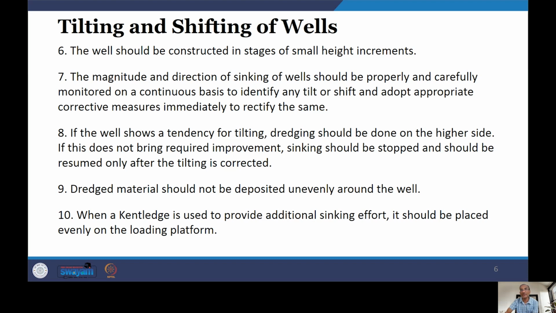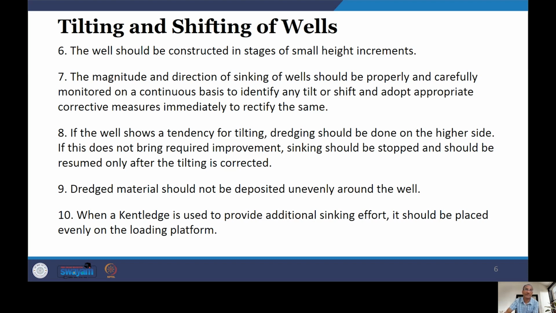The magnitude and direction of sinking of wells should be properly and carefully monitored on a continuous basis to identify any tilt or shift and adopt appropriate corrective measures immediately to rectify the same. If the well shows a tendency for tilting, dredging should be done on the higher side. If this doesn't bring the required improvement, sinking should be stopped and resumed only after the tilting is corrected. Dredged material should not be deposited unevenly around the well. When a net dredge is used to provide additional sinking effort, it should be placed evenly on the loading platform.